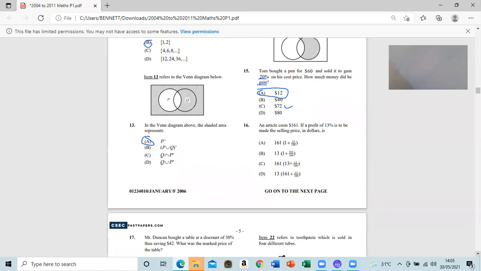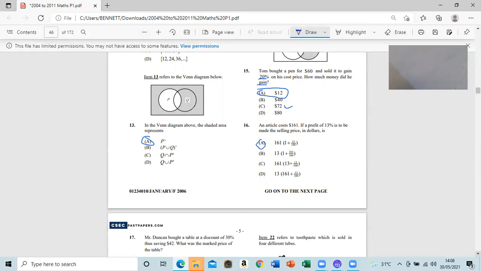16. An article costs $161, with a profit of 13%. We did this already too. Yes, sir. Right, yeah. What was it again? Oh, this.